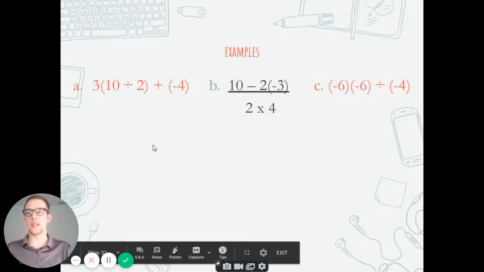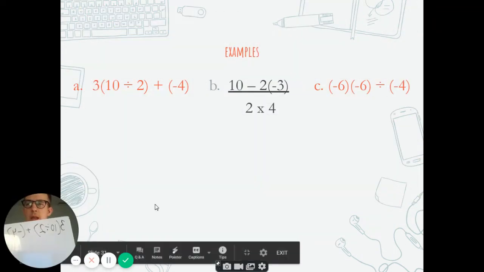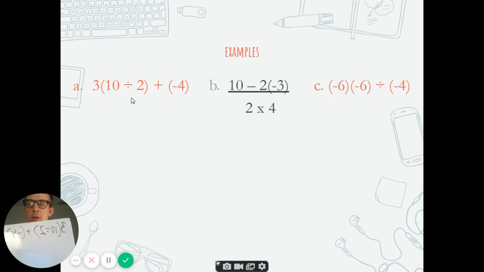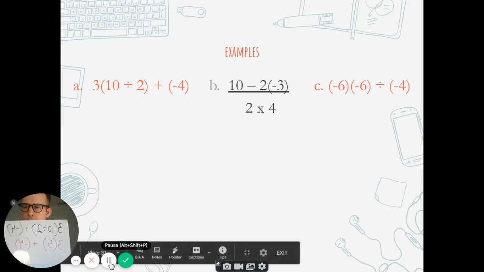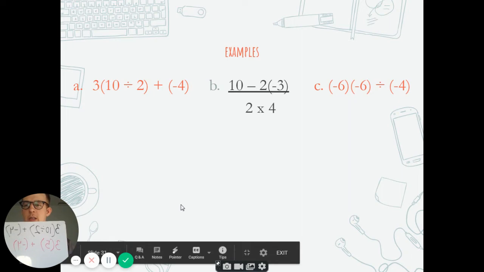Okay, so we'll take a look at these examples now, and I'll do them on my whiteboard. We're going to do letter A first. So we've got 3 times 10 divided by 2 plus -4. We can see that we've got brackets in this problem. 10 divided by 2 are in brackets. So we can't move on with anything here until we solve the brackets first. So 10 divided by 2 is 5, and I've rewritten it as 3 times 5 plus -4.